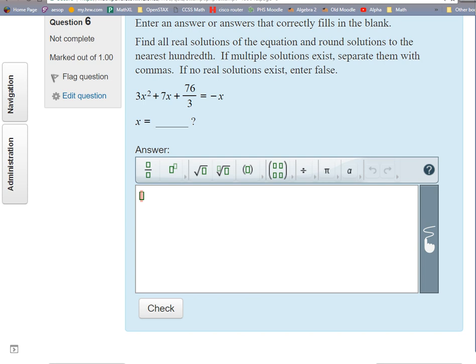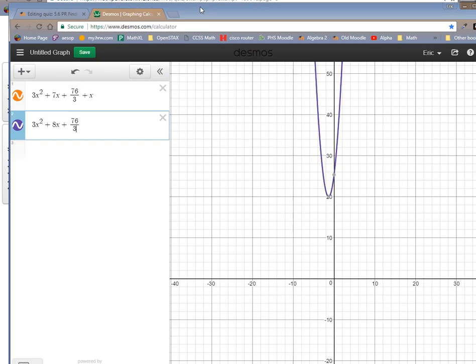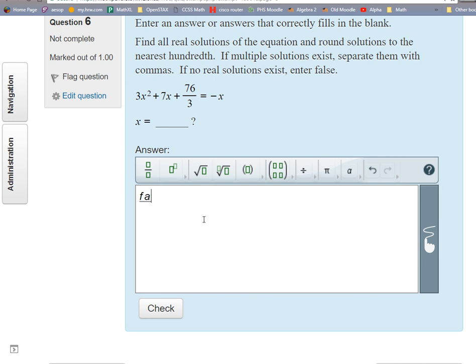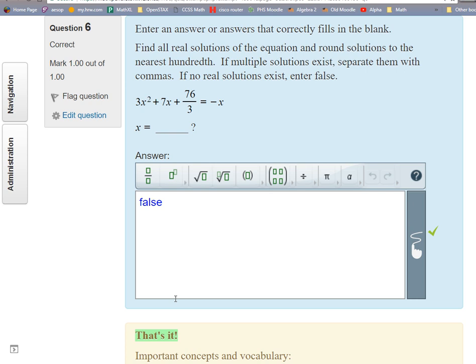So what about this one? If we look at the directions here, it says if multiple solutions exist, separate them with commas. If no real solutions exist, enter false. Enter false then, because there are no x-intercepts. So there are no real solutions, right? It has to be lowercase, and it'll turn blue. See, now the computer recognizes that as a possible answer, so it turns blue. And it's right. Make sense?